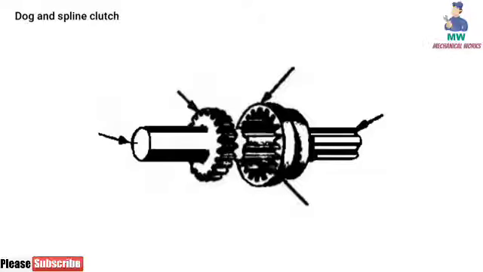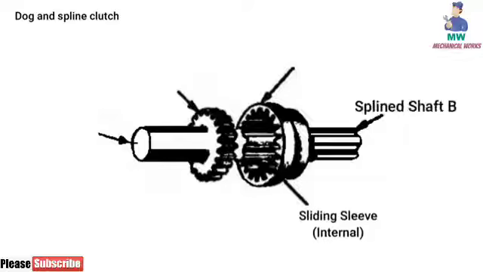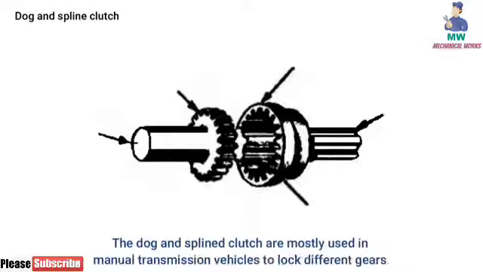To disengage the clutch, the sliding sleeve moves back on the splined shaft to have no contact with the driving shaft. The dog and spline clutch is mostly used in manual transmission vehicles, to lock different gears.